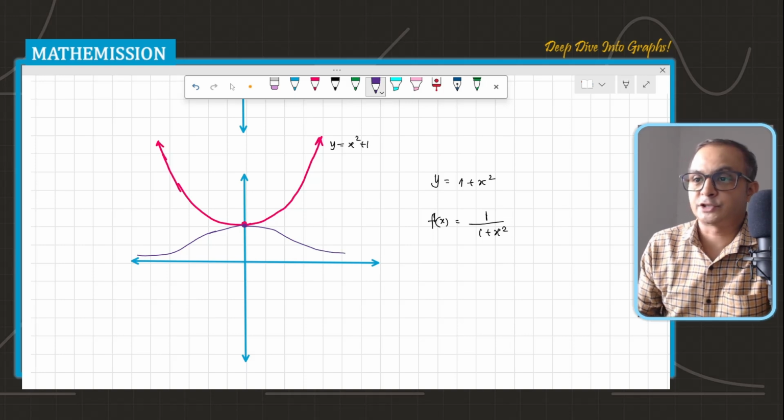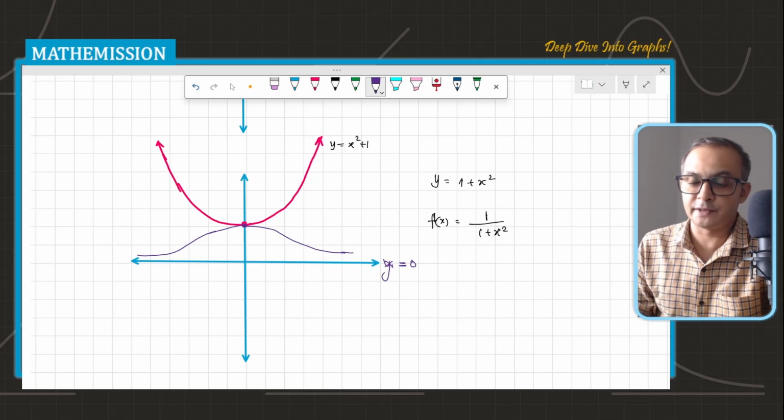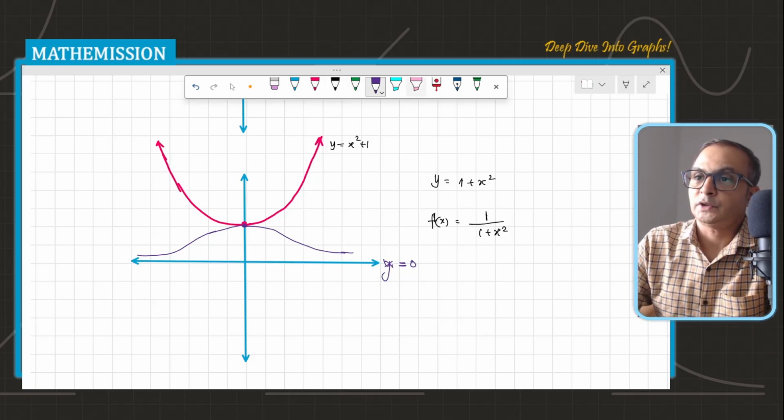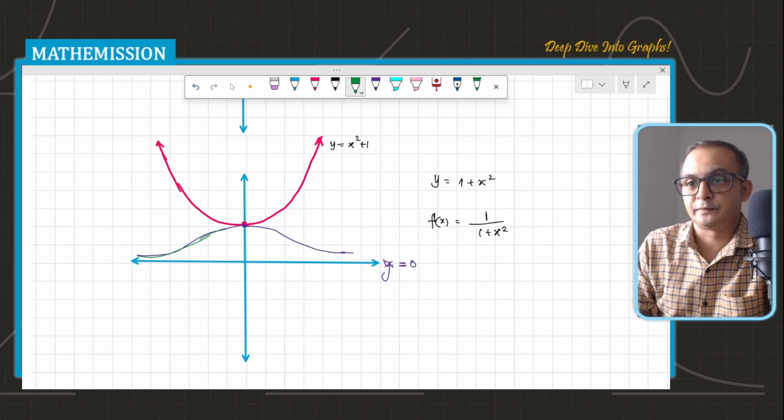And again, as x tends to infinity, it is going to be 0. That's why I have the horizontal asymptote for them, that is y equals 0. And it will not come down because it will always be above the x-axis, because it gives only positive quantity. So this is the graph of 1 by 1 plus x squared.